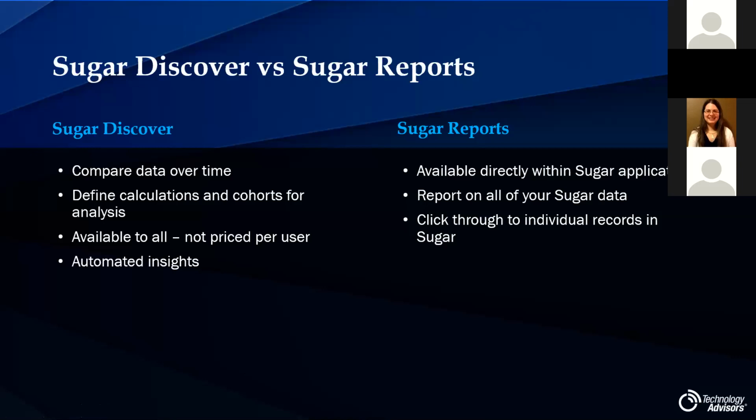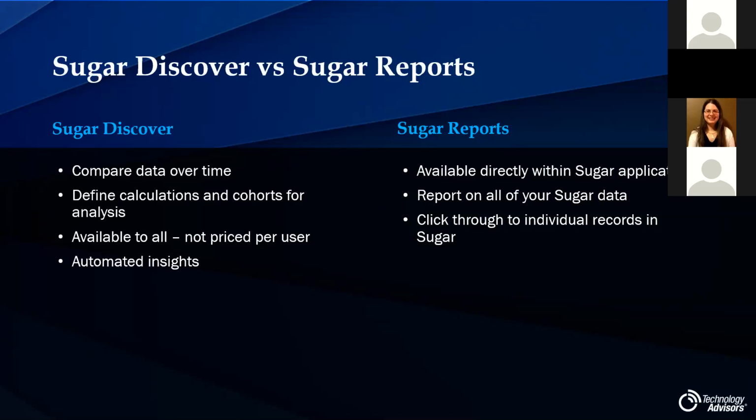I'm going to just briefly cover Sugar Discover versus Sugar Reports. Obviously, Sugar Discover is an external application that reads data out of SugarCRM. And doing that allows it to compare data over time and define calculations like you saw, those calculated fields, as well as what you want to report on. It is available to all of your Sugar users. It is not priced per user. And again, it includes those automated insights we saw at the beginning of the demo, which is just really cool. I love that time-aware CRM aspect of all of this.